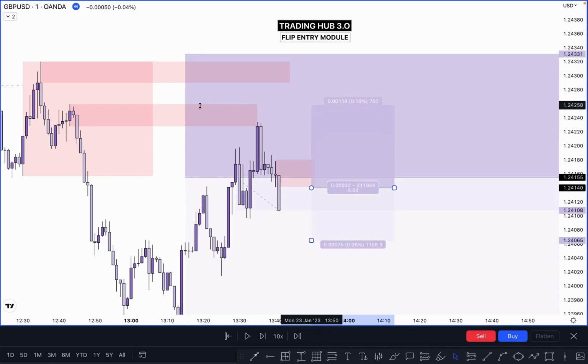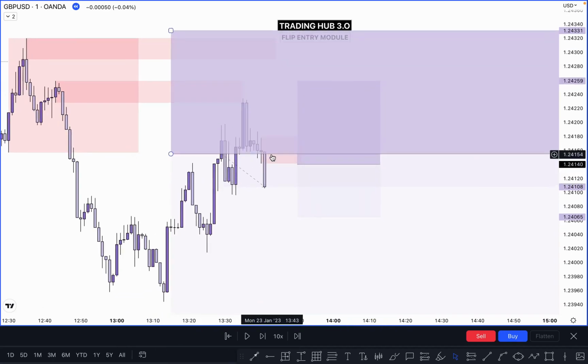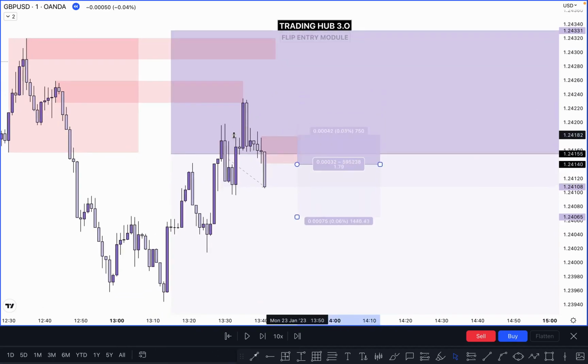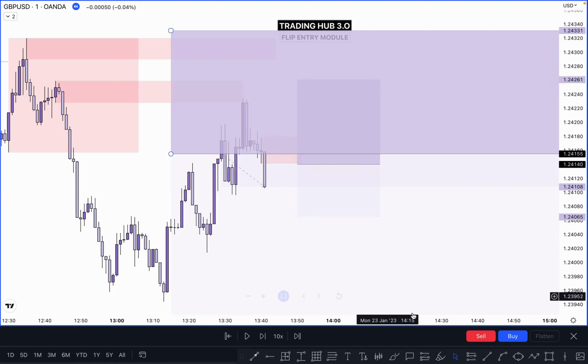Stop loss is here for the safer side. Okay, and why are we not putting the stop loss just above it? Let me show you the exact reason. Always look at the left side.